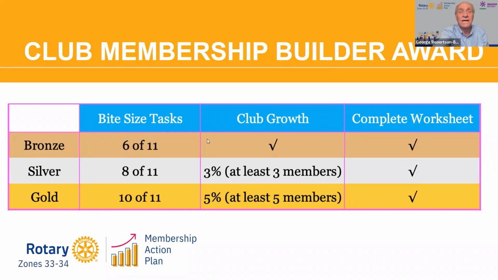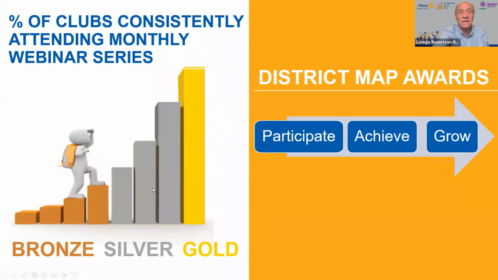Firstly, there will be a league table regarding club attendance at these webinars. The higher the percentage of clubs in a district attending the webinars, the further up the league table your district will be. The top third in the league table will be eligible for District Gold Award. The middle third will be eligible for silver, and the lower third will be eligible for bronze.